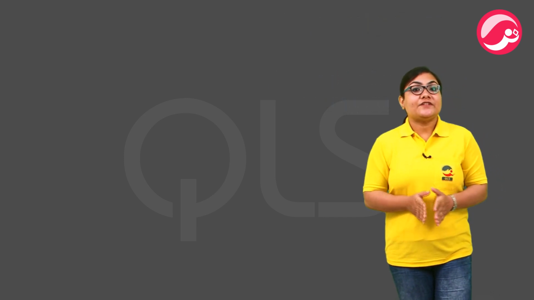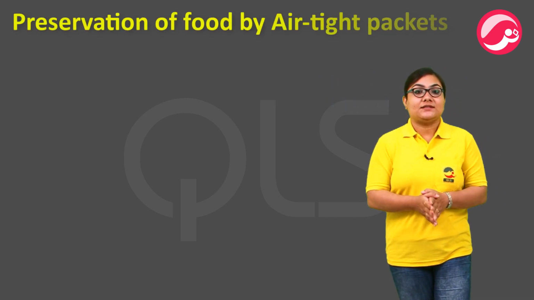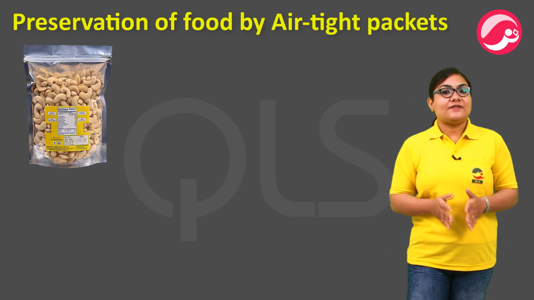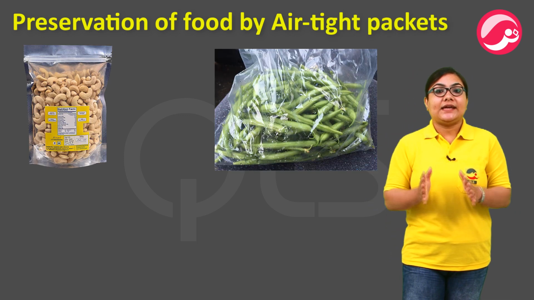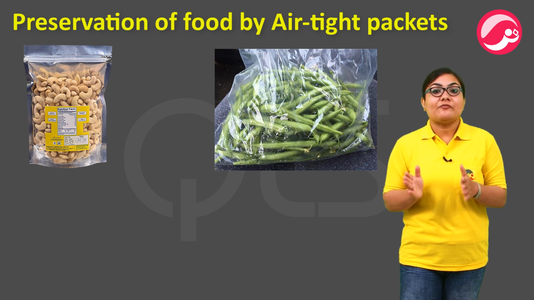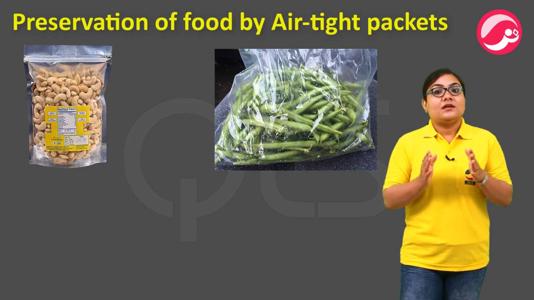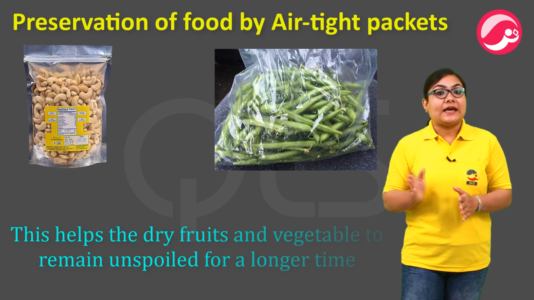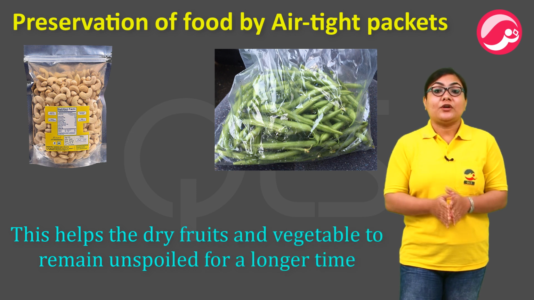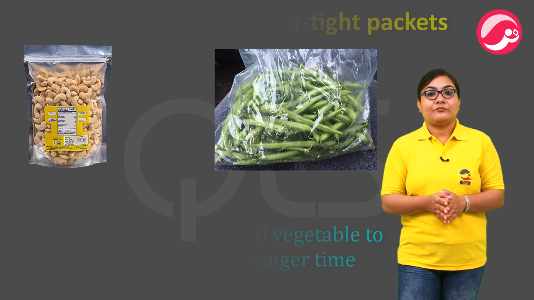10th is the preservation of food by airtight packets. Dry fruits and even vegetables are sold in sealed airtight packets to prevent the attack of microorganisms on them. This helps the dry fruits and vegetables to remain unspoiled for a longer period of time.